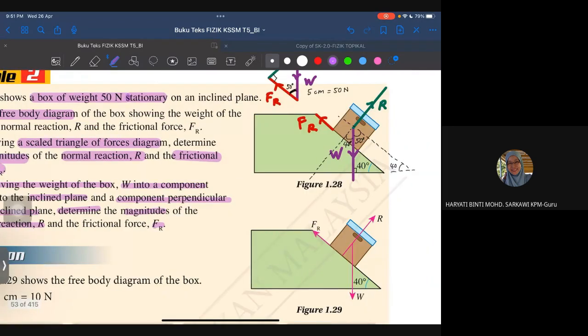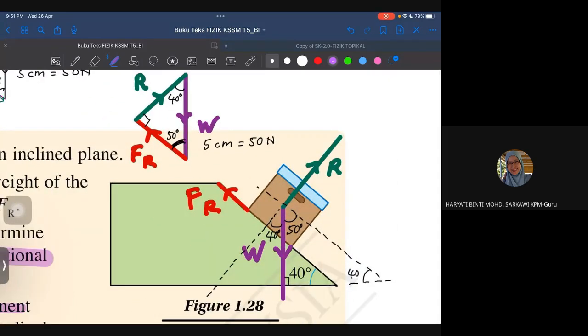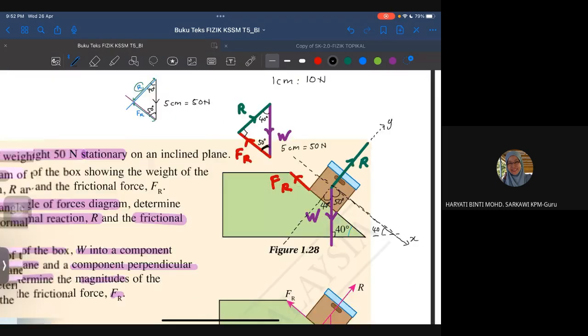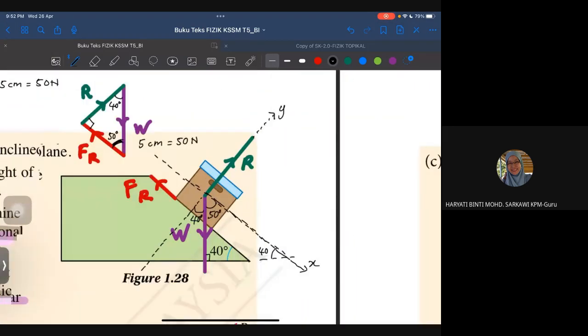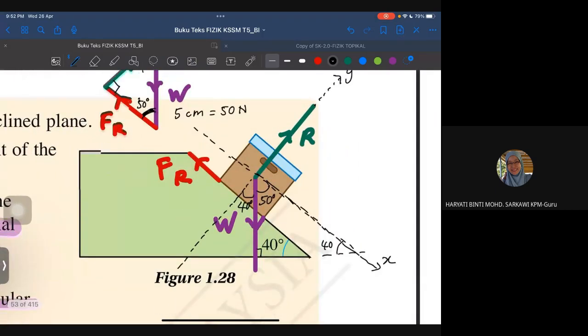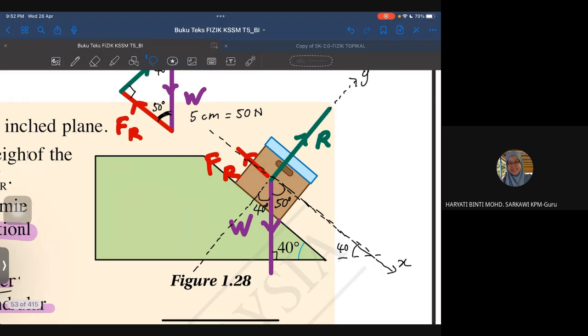So you need to draw the axis. See now? We can draw the axis on this diagram. This will be the vertical axis, the y-axis. And here, this is the x-axis. The question asks you to resolve W into component parallel to the inclined plane, so you need to resolve this diagram. Cikgu, hopefully I can move this. Can. Like that.